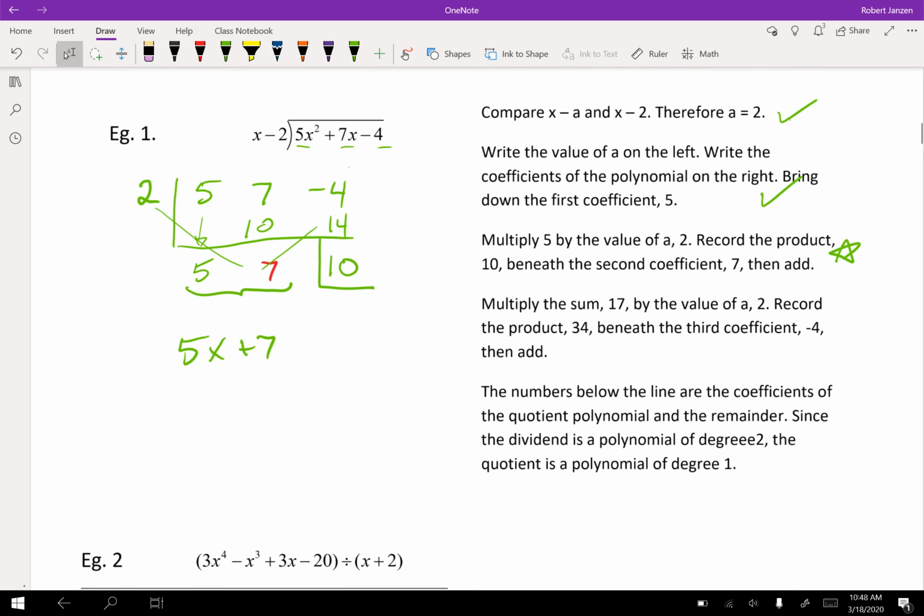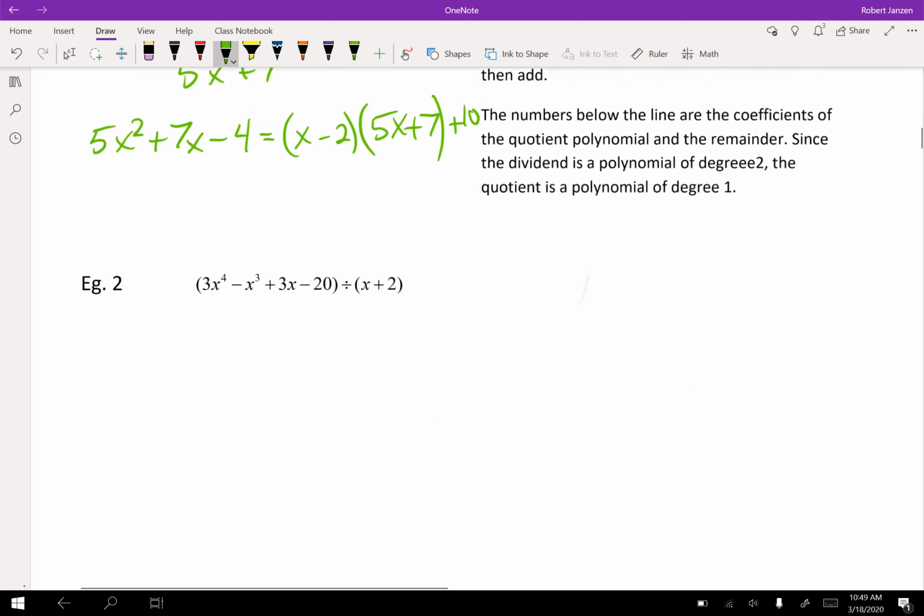And if I want to write this as a division statement, 5x squared plus 7x minus 4 equals, what was the binomial? x minus 2. What's my quotient? 5x plus 7. And my remainder is 10. Okay, so that's basically synthetic division. It goes pretty quickly once you get the hang of it.